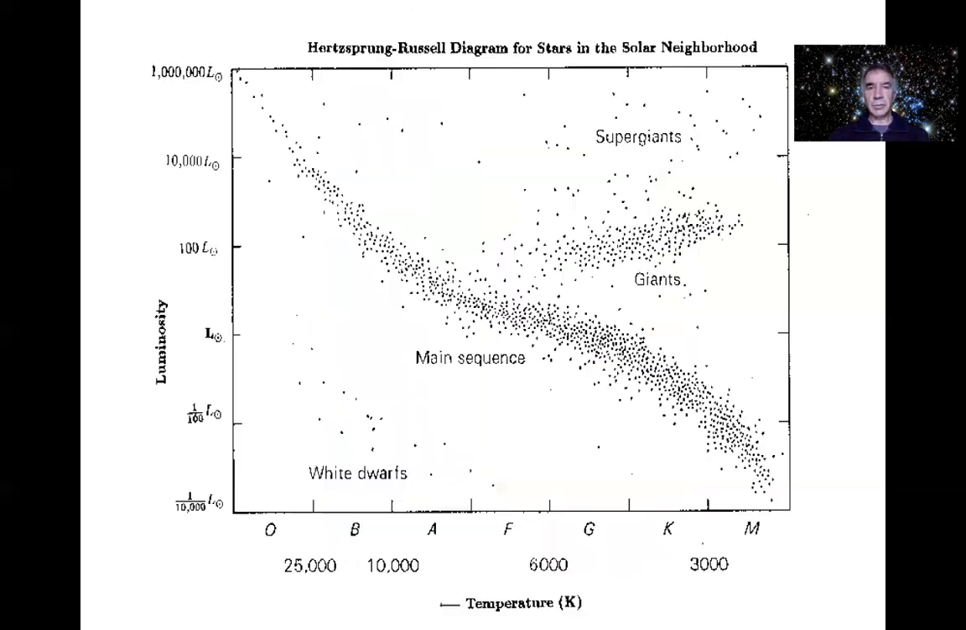So let's go to a more representative sample. Sorry, this diagram's a bit not so nice looking, but tells us more of what we need to know, which is why I've chosen it. So this is a Hertzsprung-Russell diagram for sort of all stars in the solar neighborhood. So what does that mean?